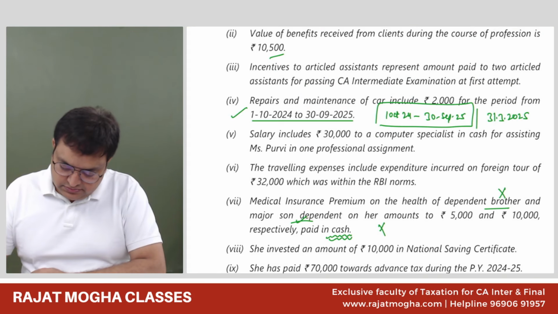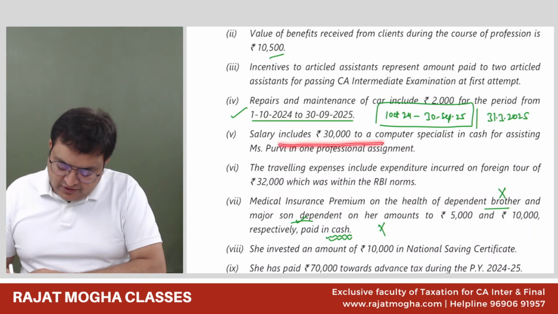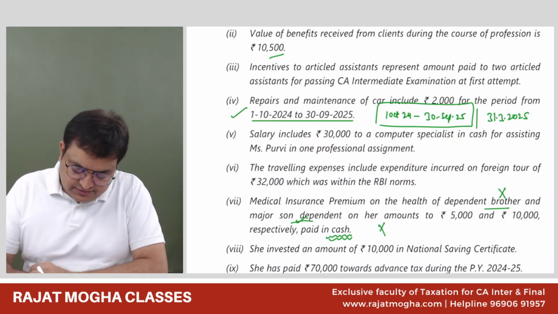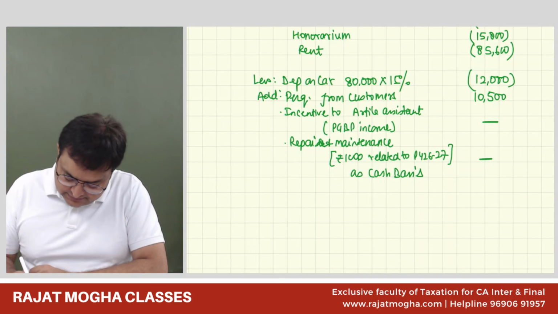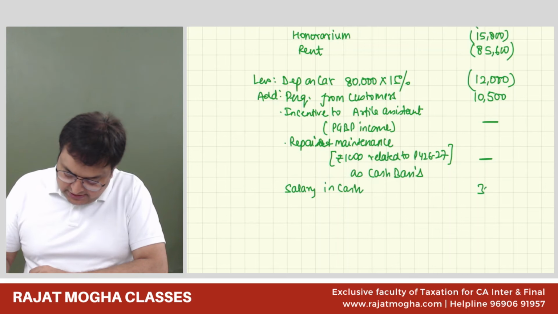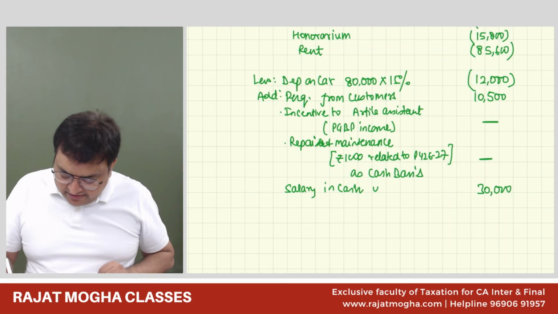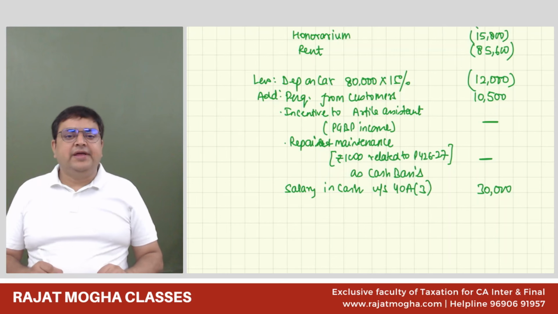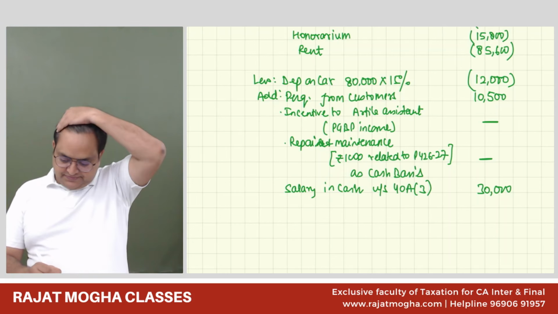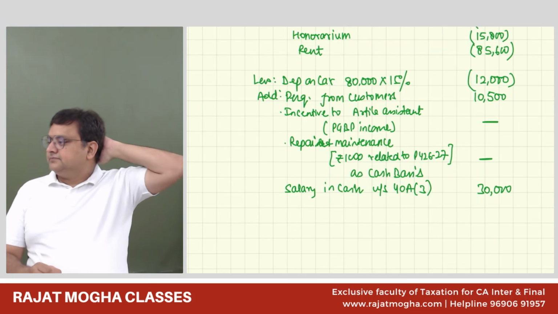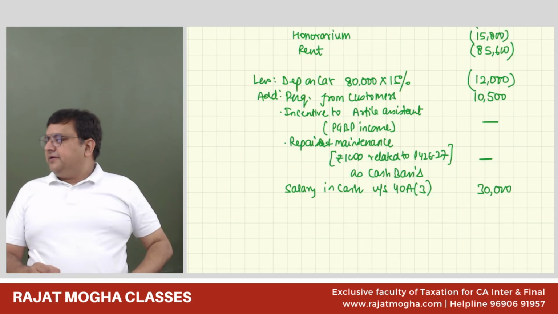Now, they are saying salary includes 30,000 rupees paid in cash. Salary in cash, 30,000. No need to remember the section. If you remember, then you can write, as of now, you can write 48.3. 40A(3) is the section. Everybody done till here?